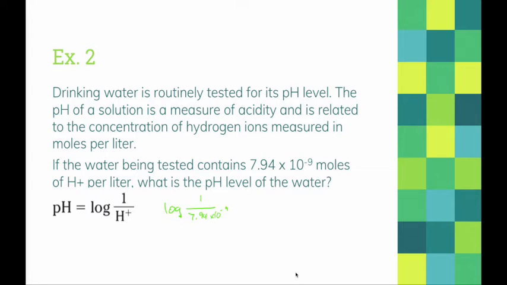So on your calculator, you have the log button towards the bottom left there. So if we do log of 1 over 7.94 times 10 to the negative 9th, we get about 8.1. So that's going to be a pH of about 8.1.